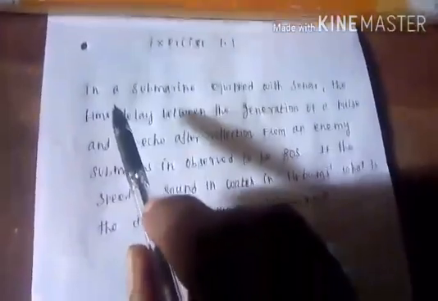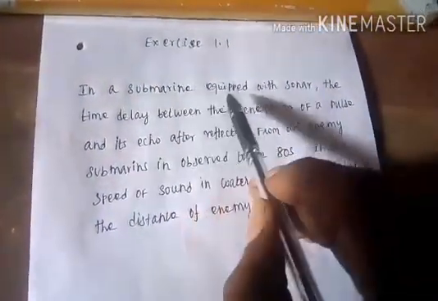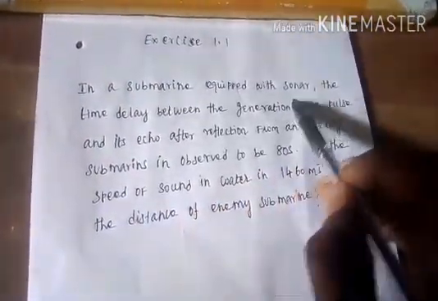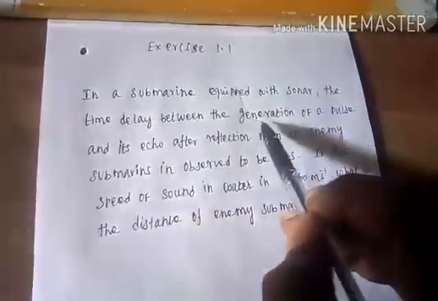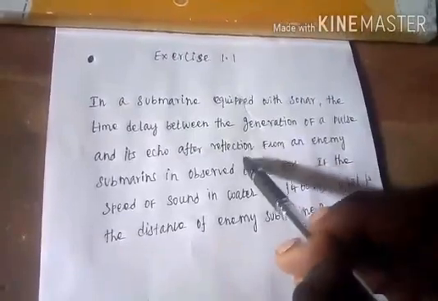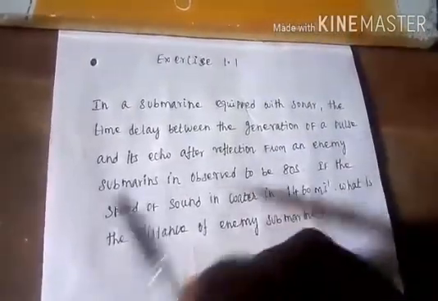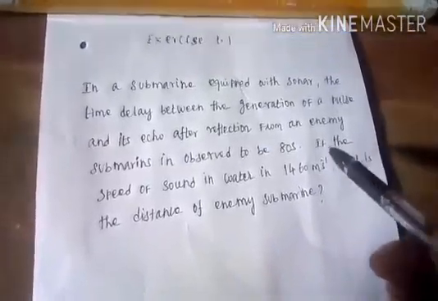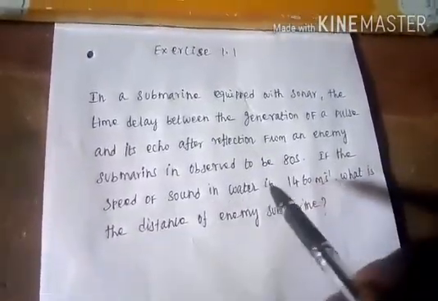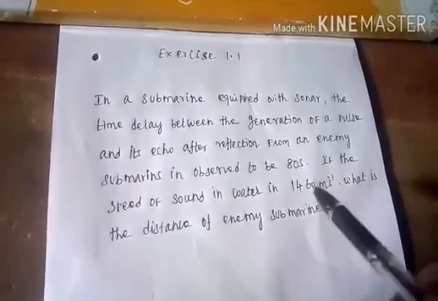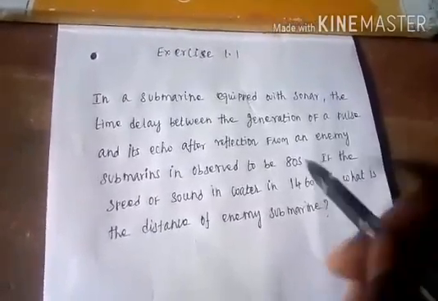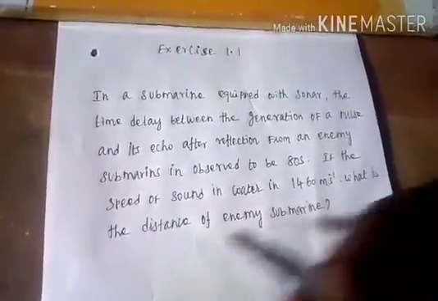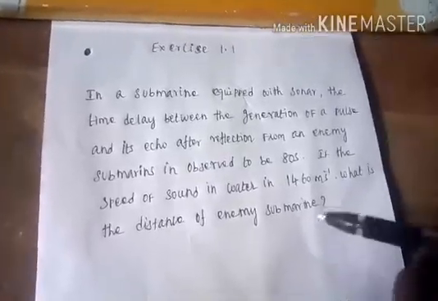Next, exercise 1.1. The question is: in a submarine equipped with sonar, the time delay between the generation of a pulse and its echo after reflection from an enemy submarine is observed to be 80 seconds. If the speed of sound in water is 1460 meter per second, what is the distance of the enemy submarine?